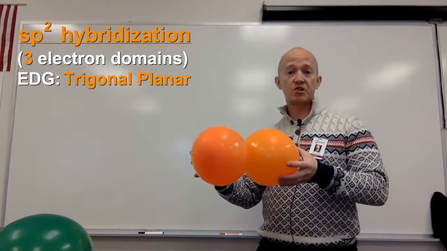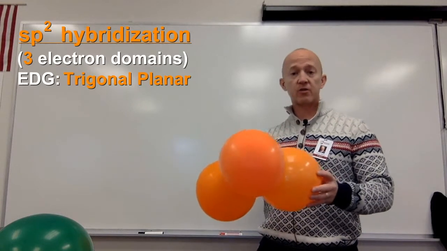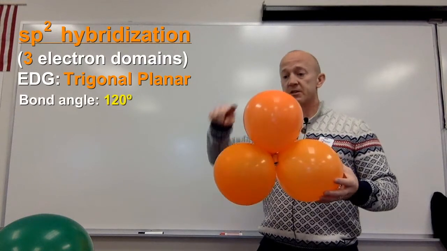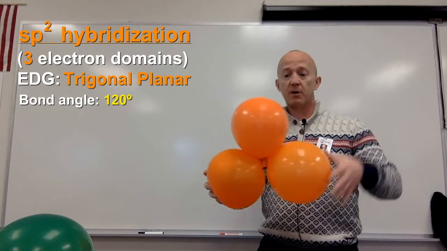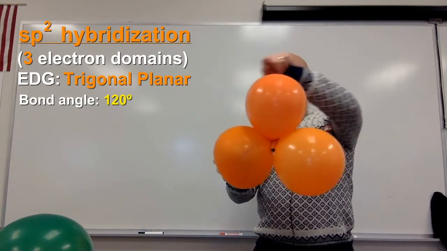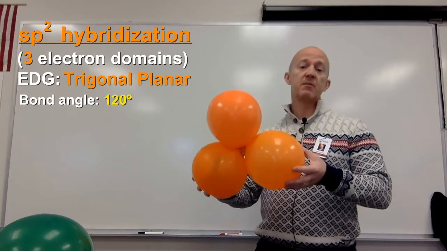We call this shape trigonal planar. Trigonal because it has that triangular shape, and planar because they're all in the same plane. Something else about this is that you have 120 degrees between each bond. 120 degrees here, 120 degrees here, and 120 degrees here. That's as far apart as those electron densities can push to give them the most stability.